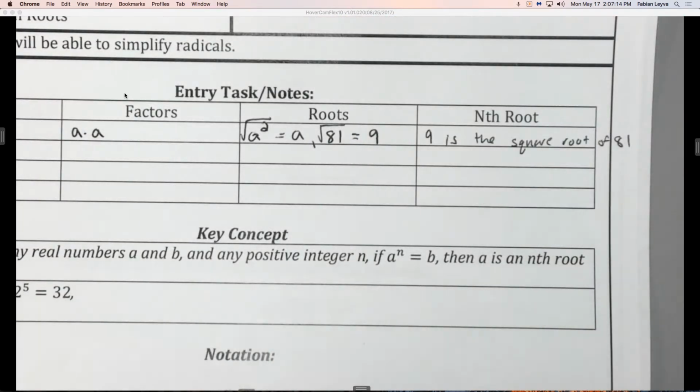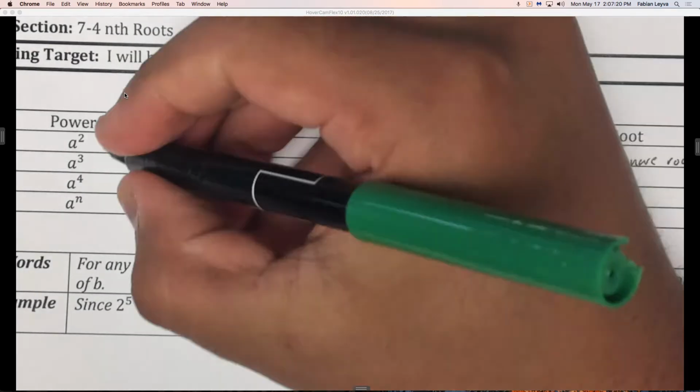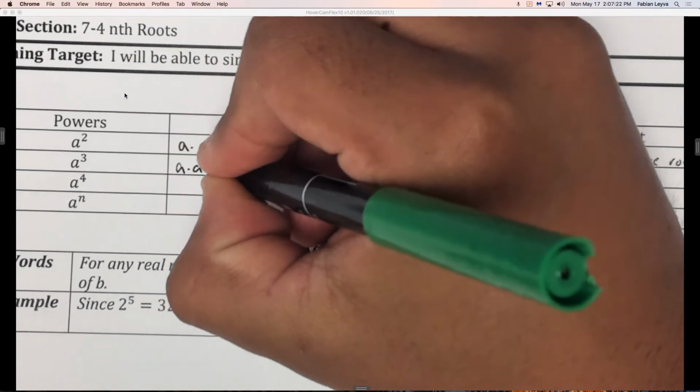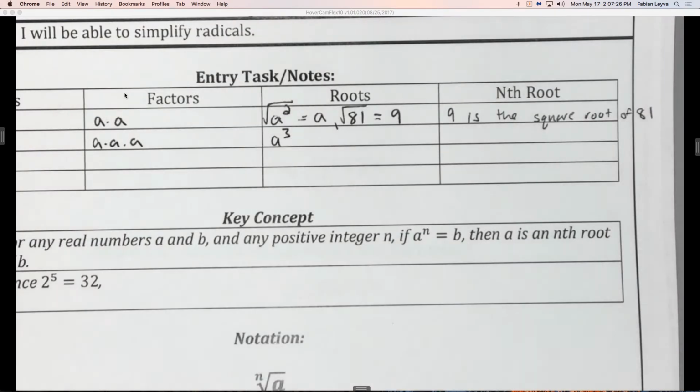So this is all kind of review. It's something that we've done. Now let's up it a little bit. Now notice here that I have an a to the third power. This is telling me that I'm multiplying a by itself 3 times. Now, if I am multiplying a by itself 3 times and I want to undo that, what would I do? What would be the opposite operation?